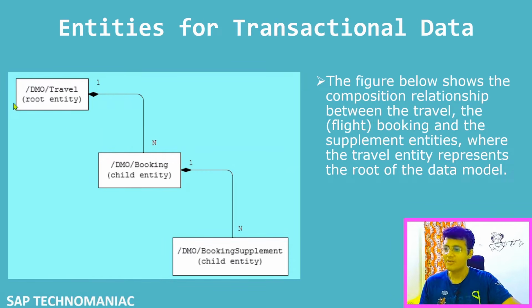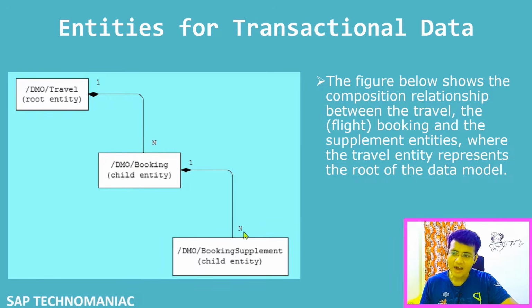Now we know the travel will be the center of everything. If the travel between US and India doesn't exist, then I can't create the booking, and booking supplements can't exist without the booking. If the booking itself is not done, how can somebody add the supplements? So this is the composition relationship between these tables. This figure shows the composition relation. So a booking can't exist without the travel, and booking supplements can't exist without the booking.